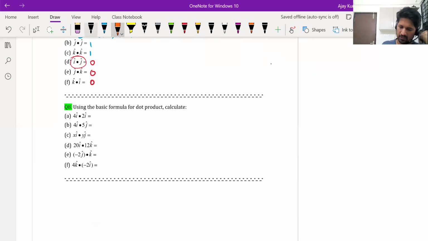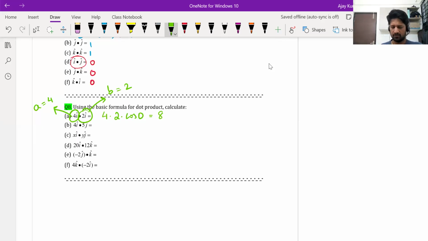The first one, if you see, 4 i cap dot 2 i cap. Treat 4 i cap as the first vector. Its magnitude is 4 units, since i cap is a unit vector. Next, 2 i cap has a magnitude of 2 units. That's the second vector for us. And 4 i cap is along the positive x-axis, 2 i cap is also along the positive x-axis. The angle between them is 0. So 4 i cap dot 2 i cap becomes A B cos 0. Cos 0 is 1. 4 into 2, the answer is 8.